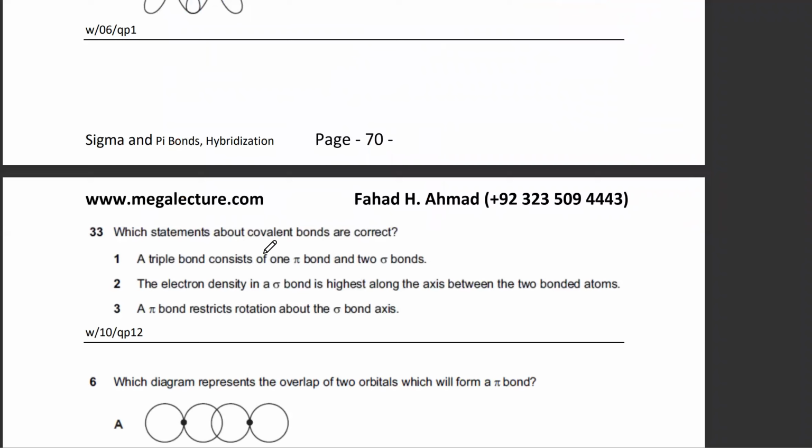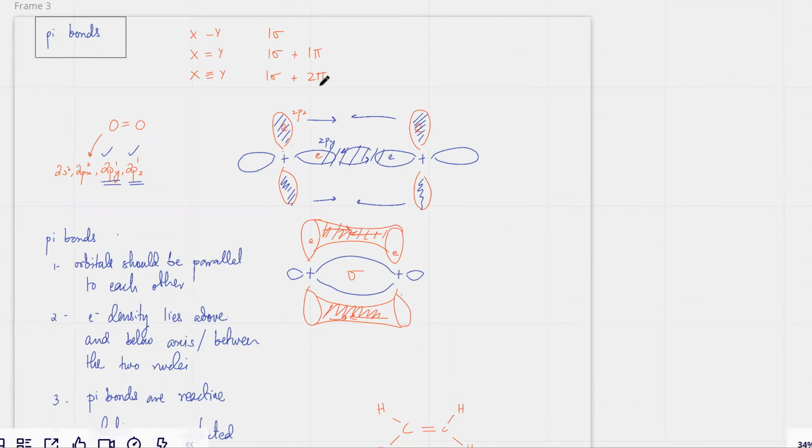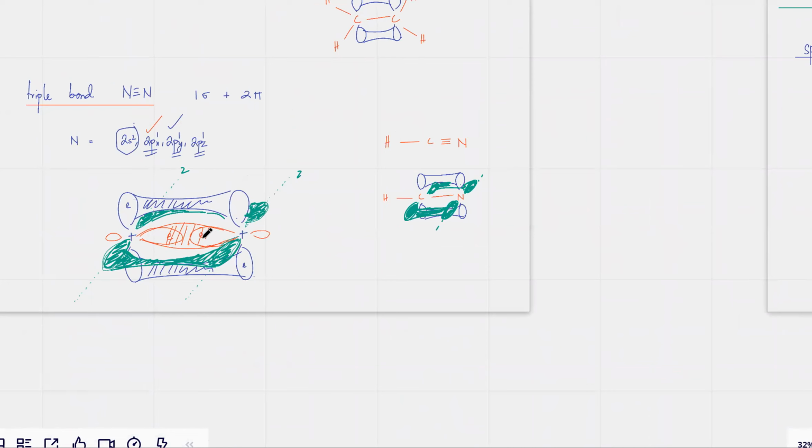Next is, which statement about covalent bonds is correct? A triple bond consists of 2 pi bonds and a sigma bond. We just did this. Whenever you have a triple bond, the first bond is a sigma, with the electron density right in the middle. The other 2 bonds are going to be pi bonds. Like in the nitrogen molecule, the first overlapping happened right in the middle. The other 2 bonds, pi bonds, were formed either overlapping above and below or in front and behind.